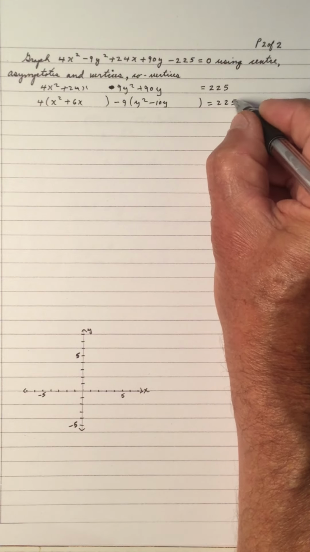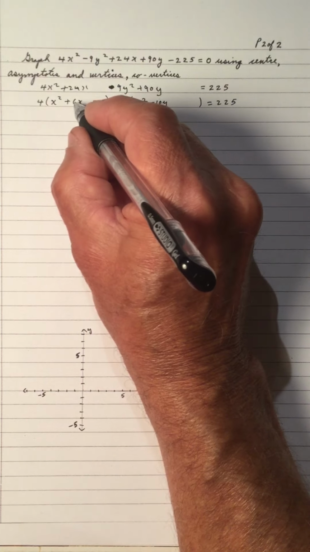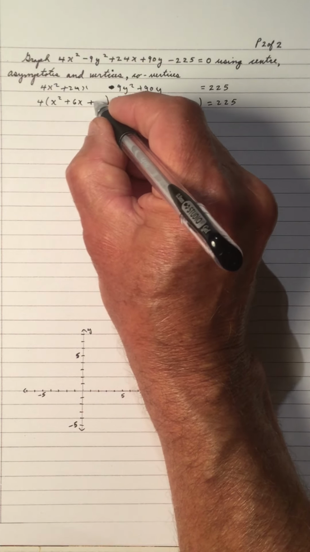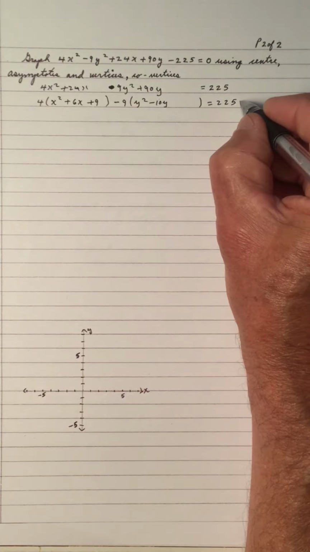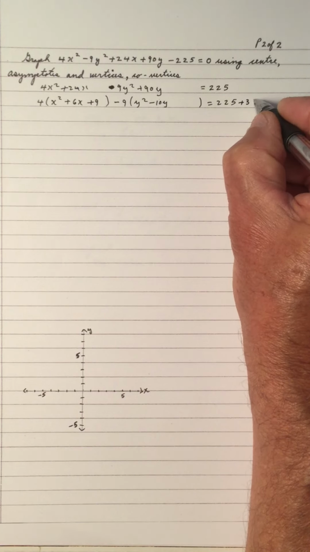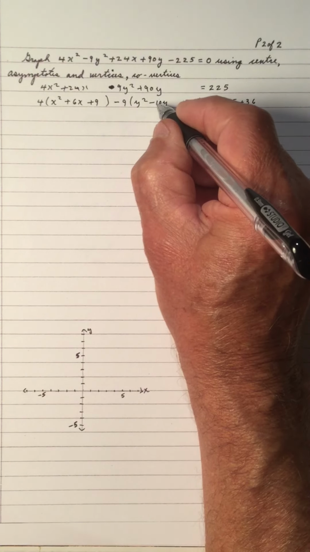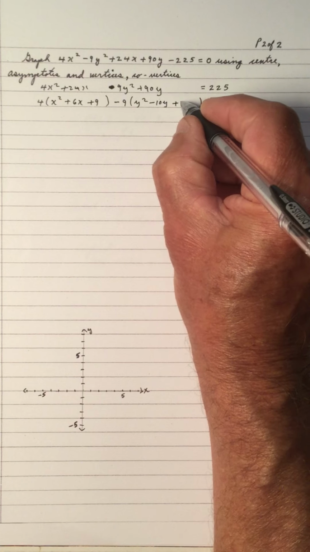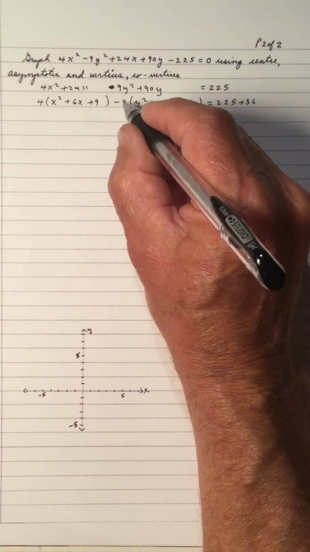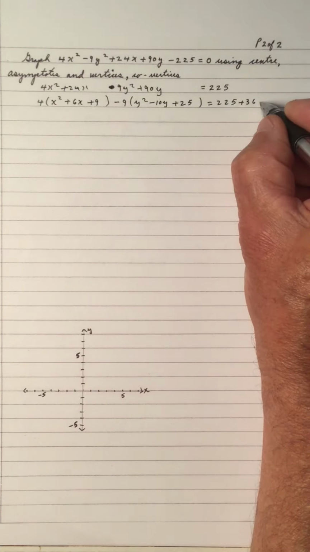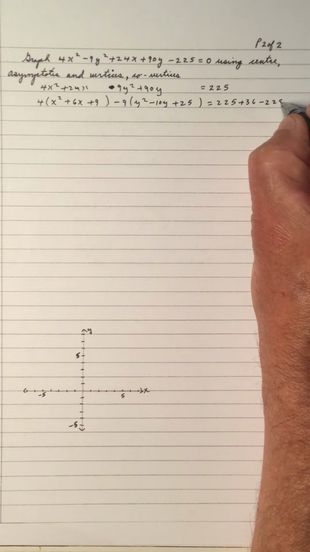So that's partly done. Now we'll complete the square. Half of 6 is 3, squared is 9. So 4 times 9, to balance it out, is 36. Half of negative 10 is negative 5, squared is 25. So to balance it out, negative 9 times 25 is a negative 225.